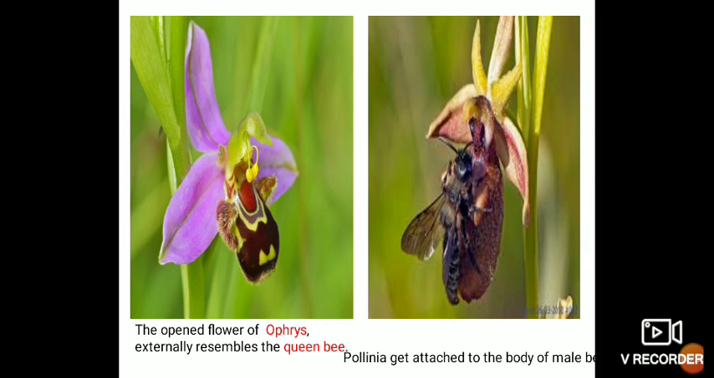This is the picture of the Ophrys species. The open flower of Ophrys externally resembles the queen bee. On the left side, the male bee is attaching to that flower. Pollinia get attached to the body of the male bee.